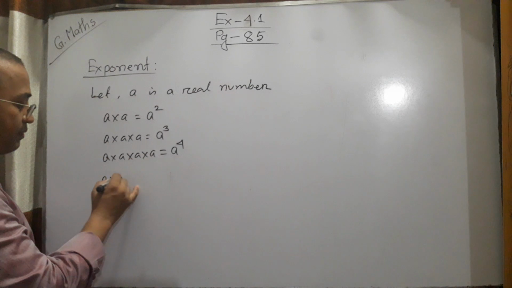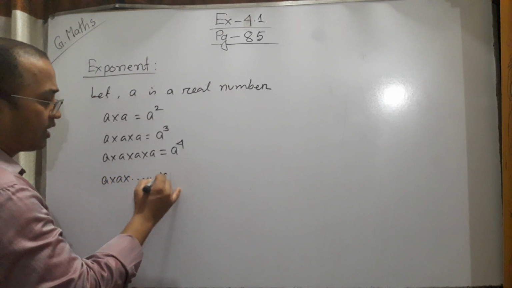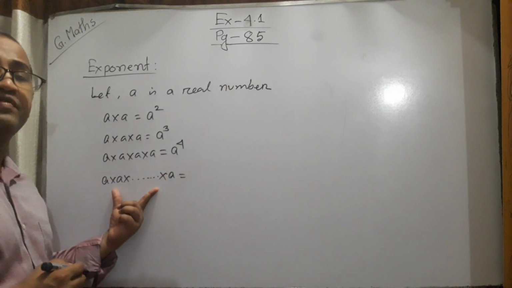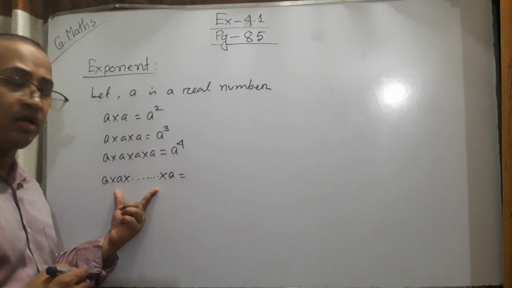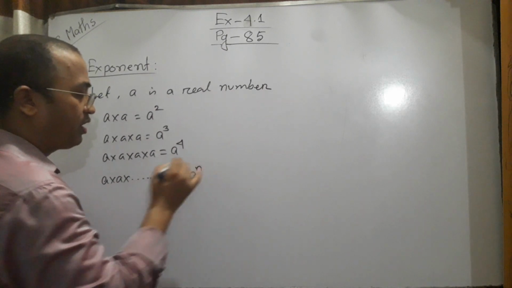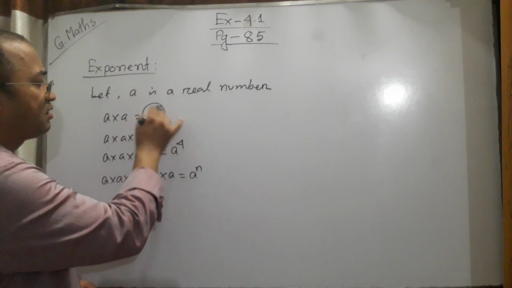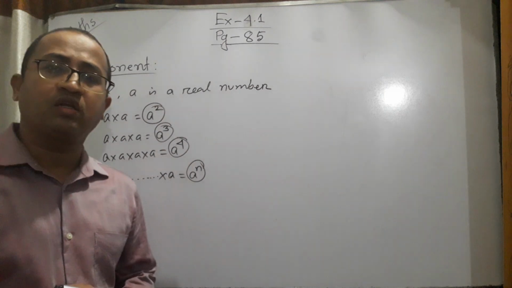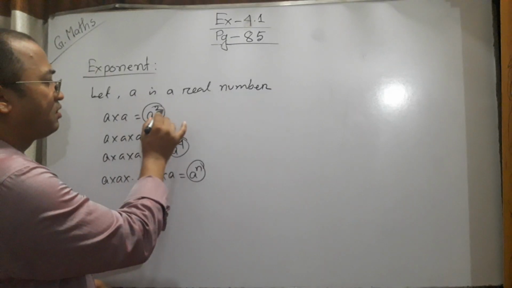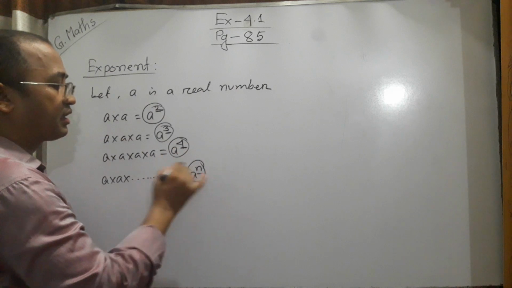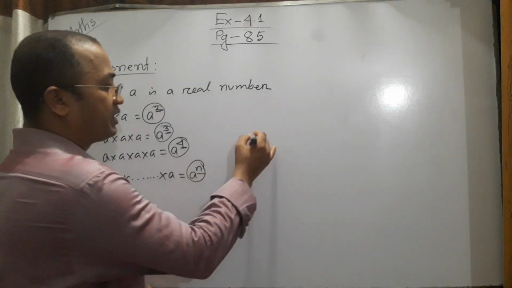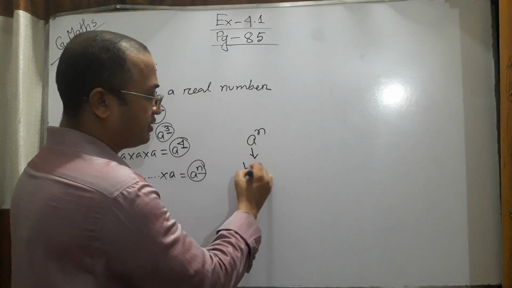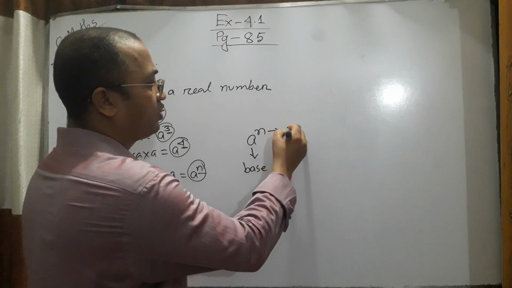Similarly, if I multiply A n times, there are n number of A, it will be A to the power n. Now look, these are called exponential expressions, and this is called power or index. That means in A to the power n, A is called base and n is called index.